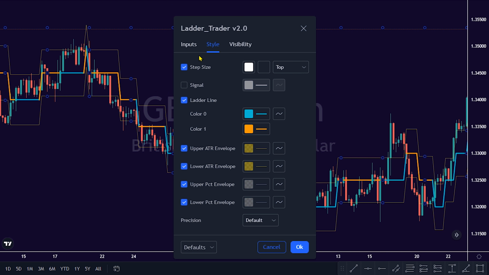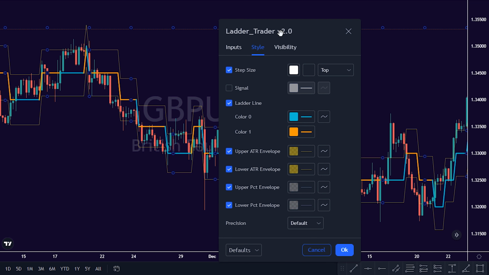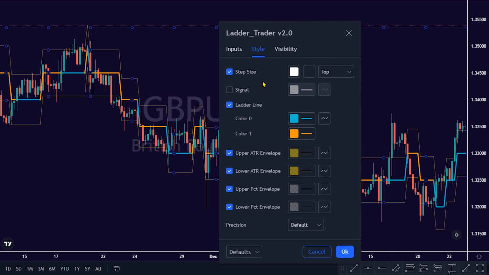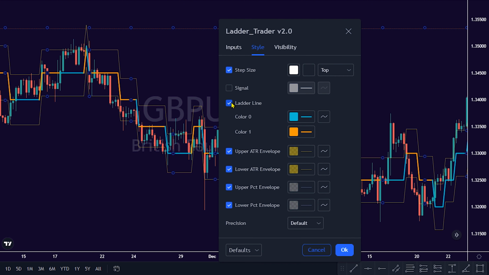Here are the parameter settings of the indicator. It's advisable to leave the default settings. For easy recognition of buy and sell trade opportunities, we can modify the color of the indicator under the Style folder here. We can modify the ladder line color here.